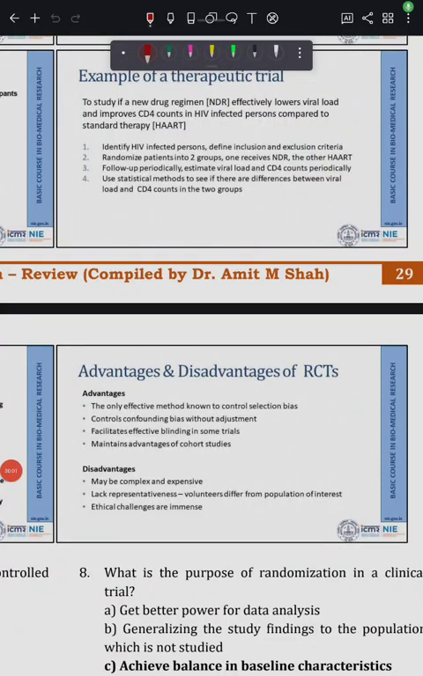Discuss the advantages and disadvantages of randomized control trials. Why is this the only effective method known to control selection bias? Because it allows randomization. What it does is random allocation. It ensures each group is similar in all aspects, known or unknown, except for the intervention.